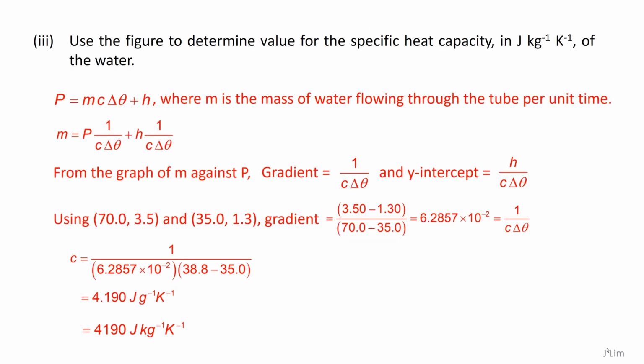The equation is P = mc Δθ + h, where m is not the mass, but the mass of water flowing through the tube per unit time. Rearranging the equation, from the graph of P against m, the gradient will be c Δθ, and the y-intercept is h. So using 2 points on the graph, we are able to calculate the gradient and find the specific heat capacity to be 4190 joules per kg per Kelvin.